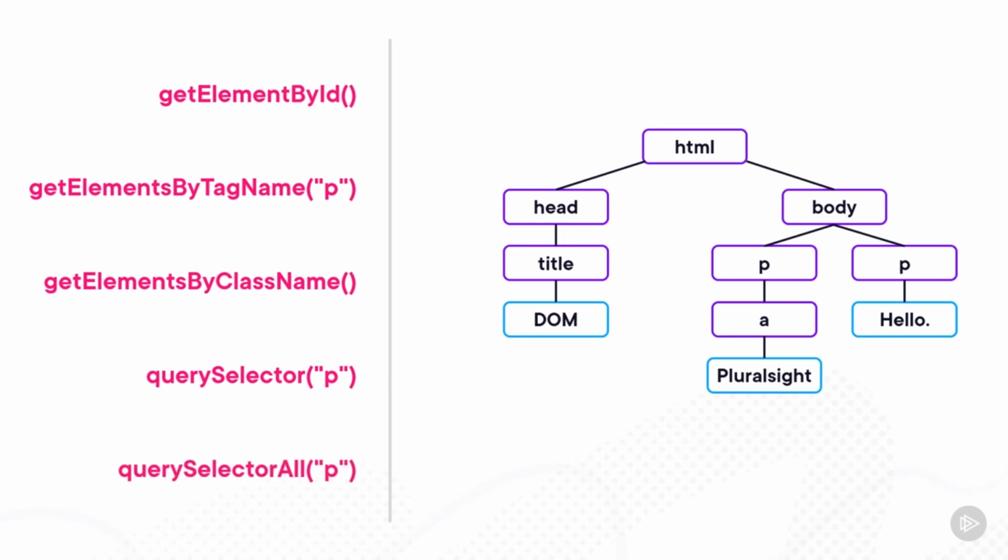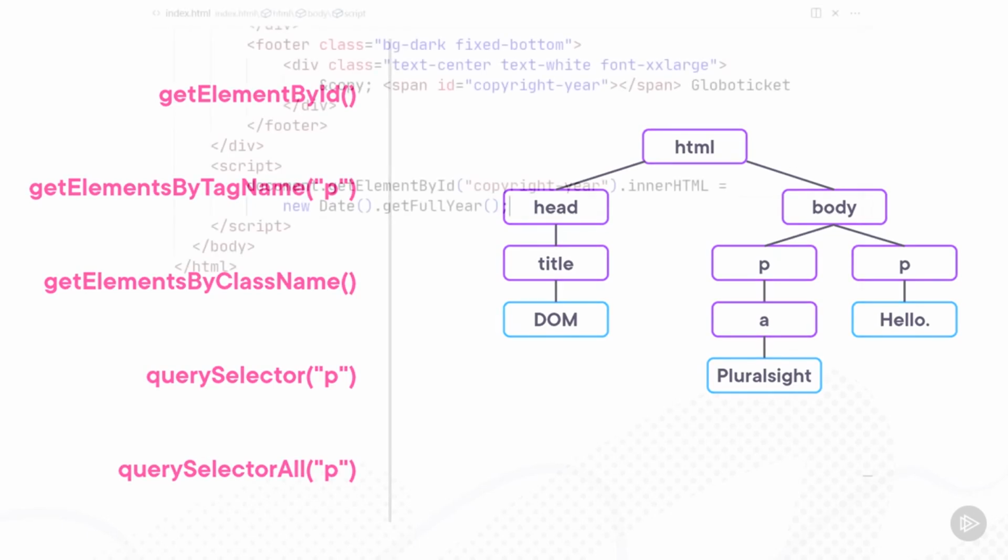querySelectorAll. querySelectorAll works basically like querySelector, so a CSS selector is expected as an argument. However, as the name suggests, with querySelectorAll all of the matching nodes will be returned. So in our example, both the P nodes will be the value that we get when calling querySelectorAll of P. And these are the most important methods to, well, actually access a DOM element.